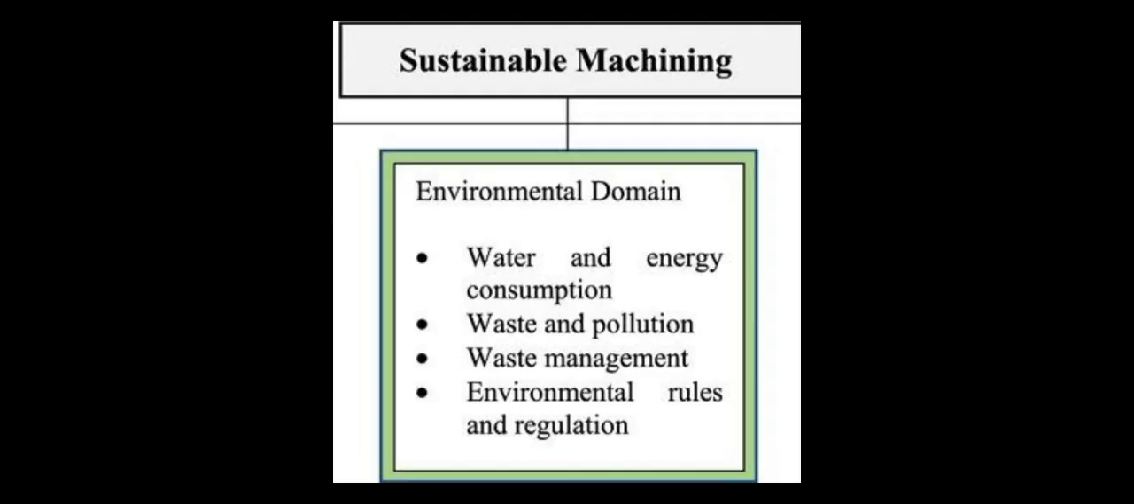The last and final process of sustainable manufacturing is sustainable machining. In sustainable machining, there are four domains: water and energy consumption, waste pollution, waste management, and environmental rules and regulations. First is water and energy consumption, where the industry should use less water and conserve energy for running the industry. The next is waste management.